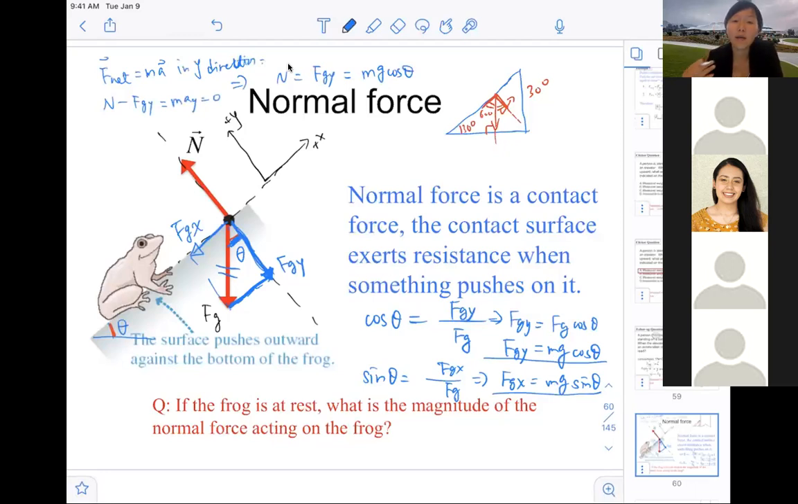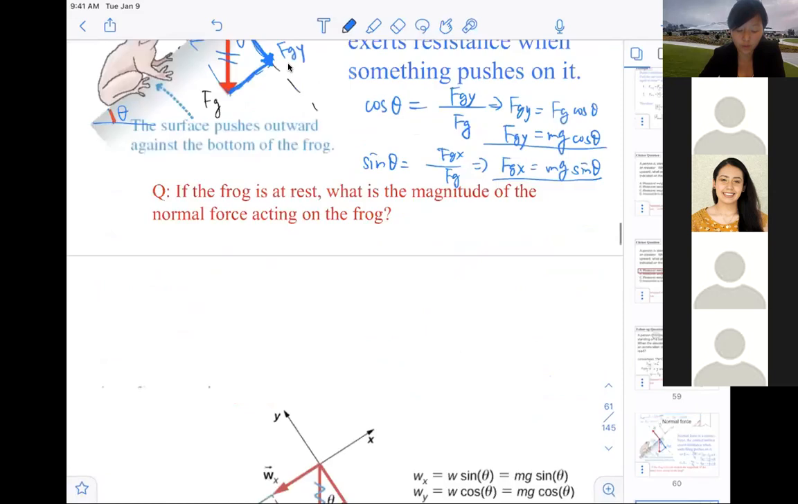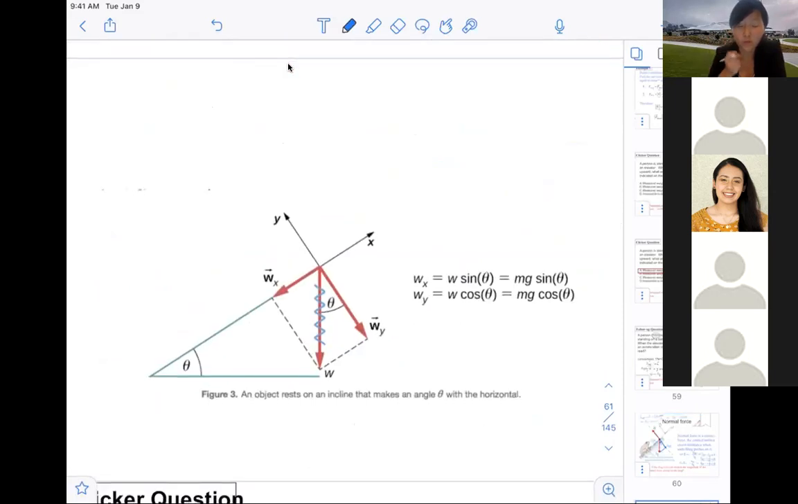So hopefully after a few of these questions, whenever you see an inclined problem, you will know that the normal force is going to be equal to mg cosine theta. Okay, so that's how we calculate normal force for ramp problems.